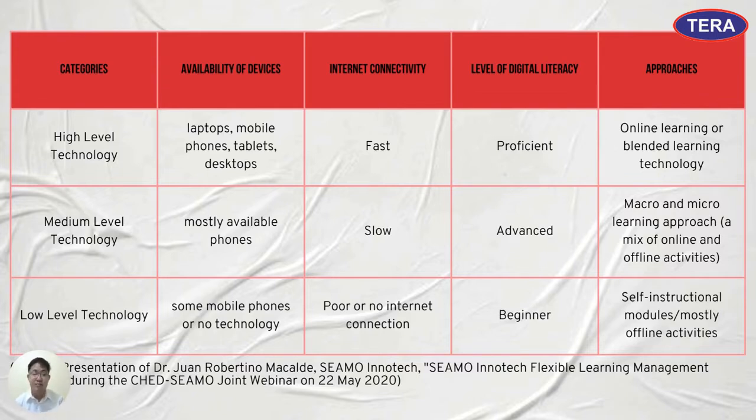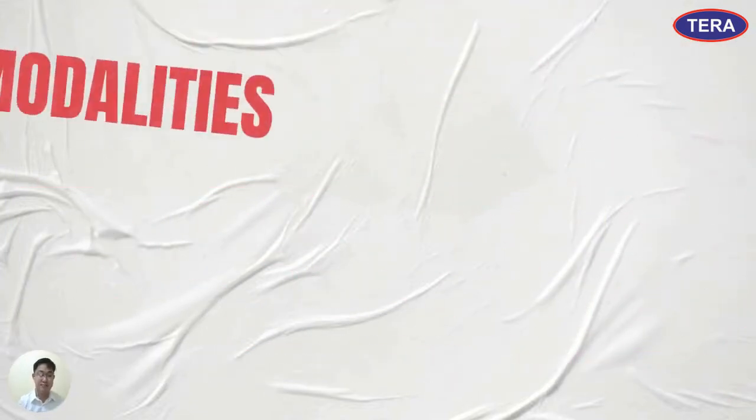For the approaches, for high-level technology, we make use of online learning or blended learning. For the medium-level technology, we make use of the macro and micro learning approach, a mix of online and offline activities. And for the low-level technology, we make use of self-instructional modules, mostly offline activities like modular activities.